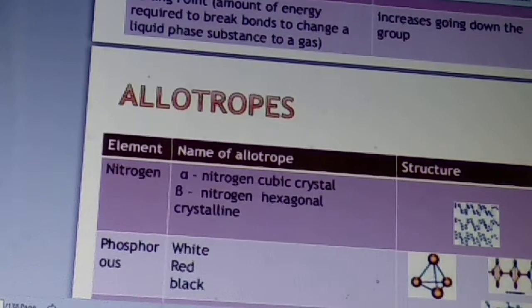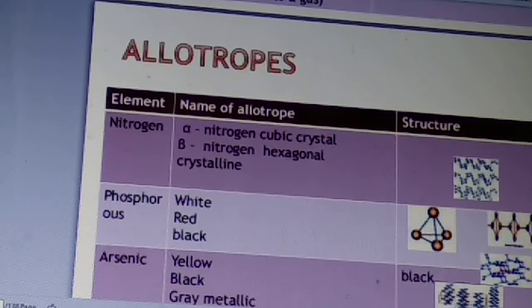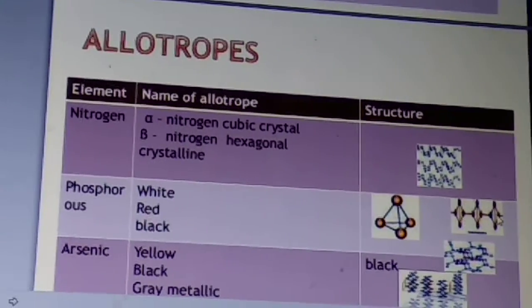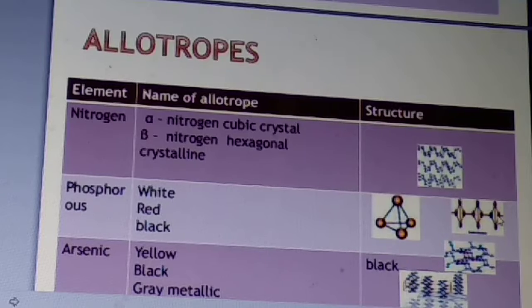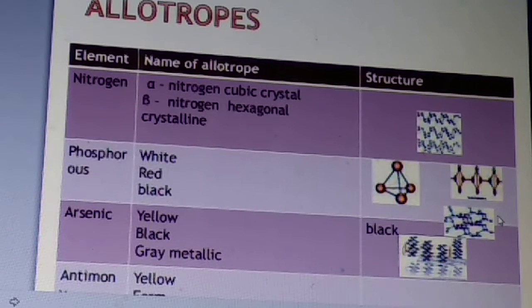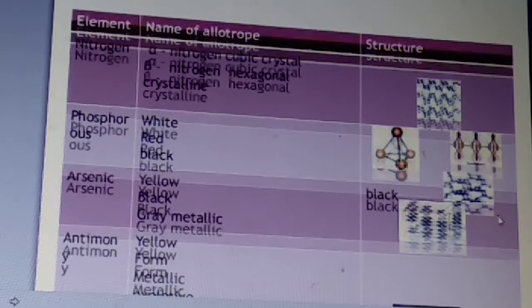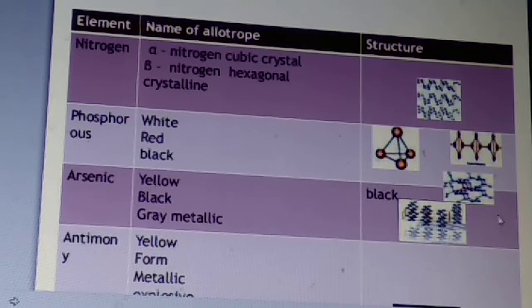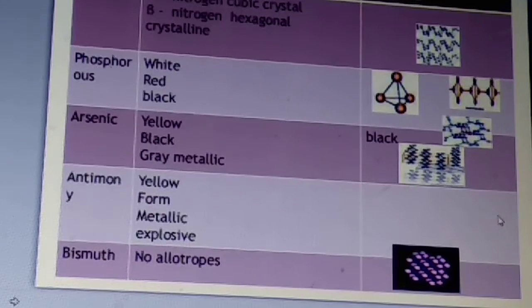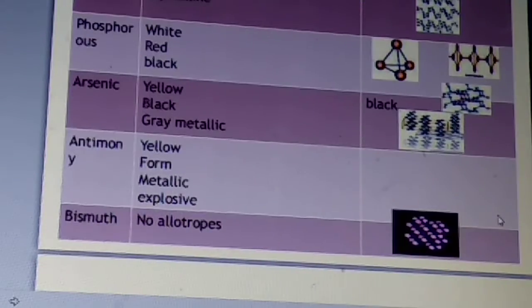Next, the allotropes. For nitrogen, the allotropes are alpha nitrogen with cubic crystals and beta nitrogen with a hexagonal crystalline structure. Minimum allotropes are shown by nitrogen but maximum in other elements. Phosphorus has white phosphorus, red phosphorus and black phosphorus; arsenic has yellow, black and grey metallic forms; antimony has yellow, metallic and explosive forms; bismuth has no allotropes.